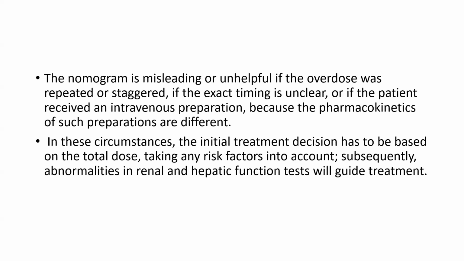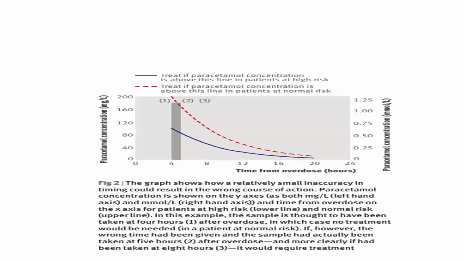The nomogram is misleading or unhelpful if the overdose was repeated or staggered, if the exact timing is unclear, and if the patient has received an intravenous preparation, because the pharmacokinetics of such a preparation are different. In these circumstances, the initial treatment decision has to be based on the total dose, taking any risk factors into account. Subsequently, abnormalities in renal and hepatic function tests will guide treatment.